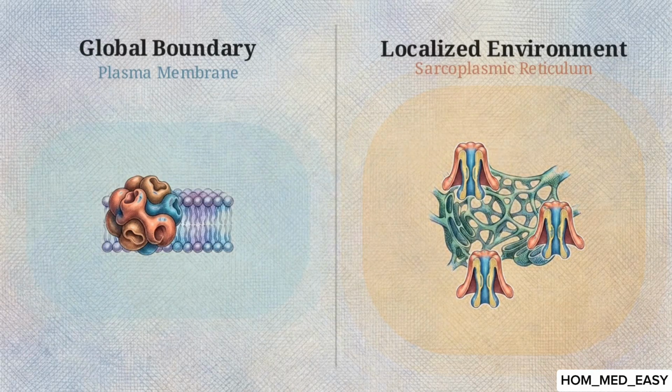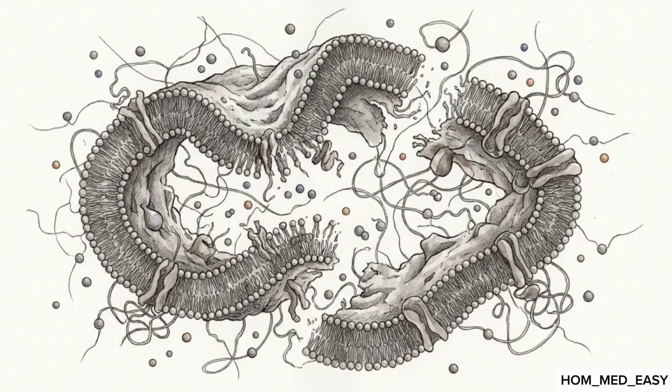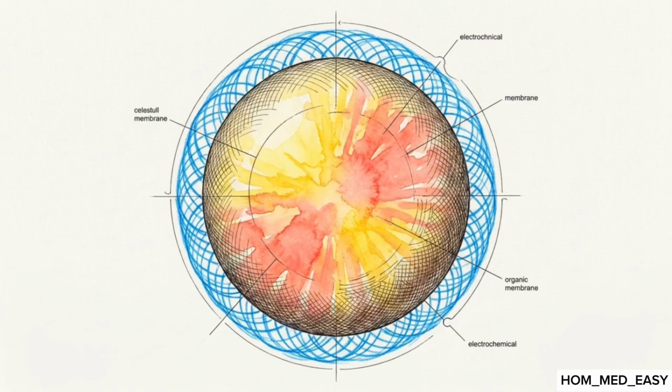This diversity of pumps provides the cell with targeted control over its chemical environment. Without this constant expenditure of chemical energy, internal gradients would collapse and cellular function would cease. Primary active transport establishes the electrochemical conditions that allow every other cellular process to function.